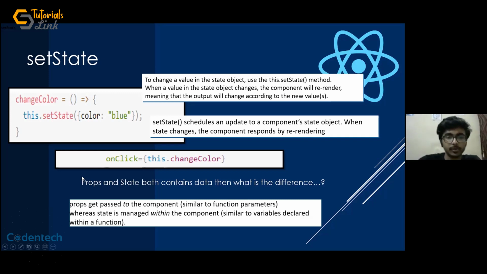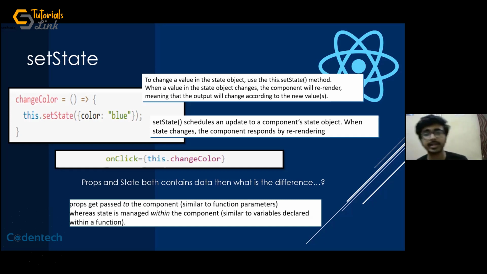Now there are a few images. You can see the change color function. See, this is a functional based component, right? This is an arrow function, and it is written this.setState color blue. So there is a function which is changing the color, and when I'm clicking somewhere, on click this.changeColor. So whenever I'm clicking, the event is getting fired. When the event gets fired, it will call the changeColor function and the state will be changed.